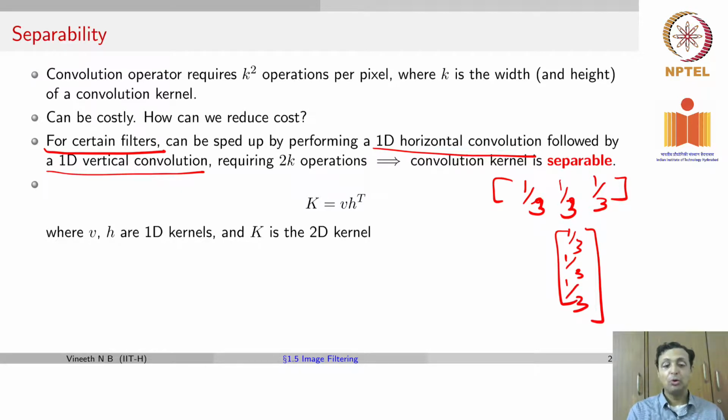If you do that, you only require 2k operations, because every 1D horizontal convolution would require k operations, and every 1D vertical convolution would require k operations. You only need a total of k plus k operations. This becomes cheaper than k square. Remember that for a 5 cross 5 filter, k square would mean 25 operations, while 2k would mean 10 operations. And this difference becomes more prominent when k becomes larger and larger.